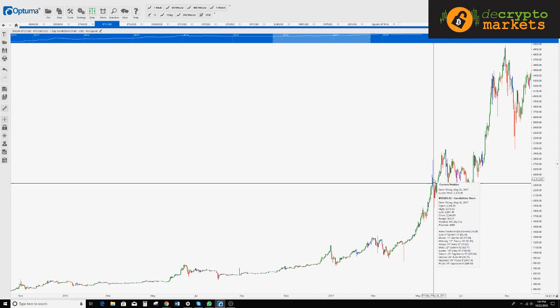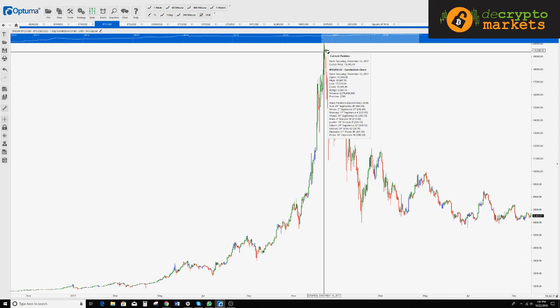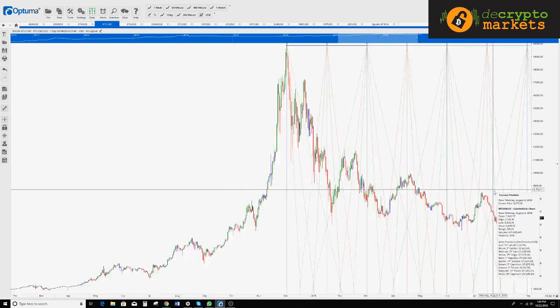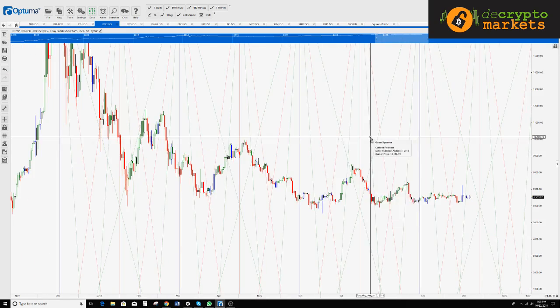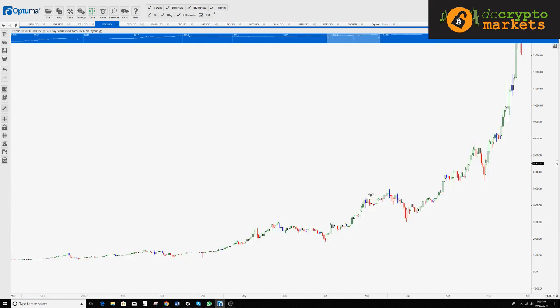Sorry, didn't want to do that. Just want to do the squares. Where are you at? Gann squares. There we go. Ugh, why is it doing that? I will get this.